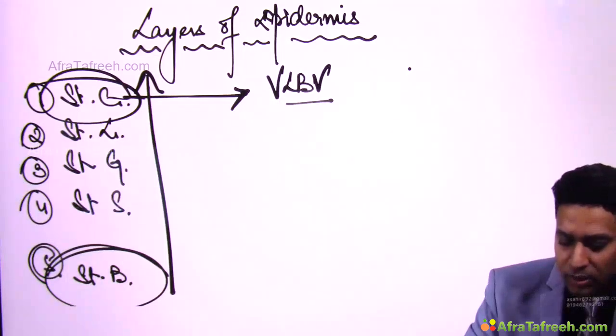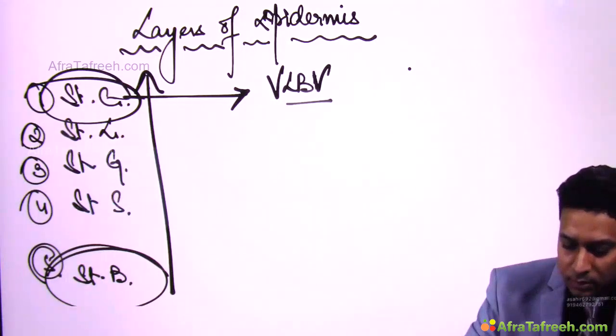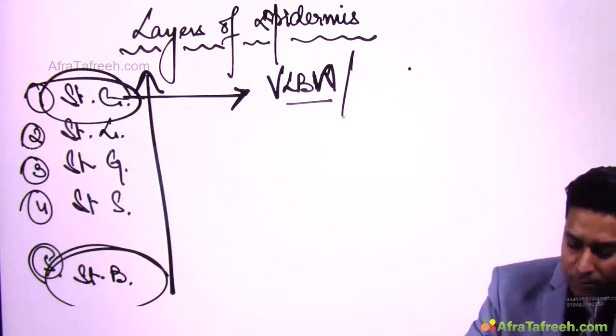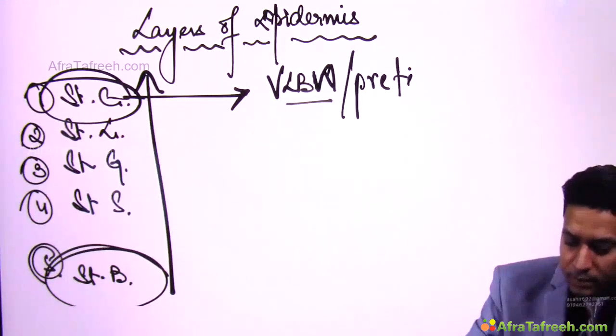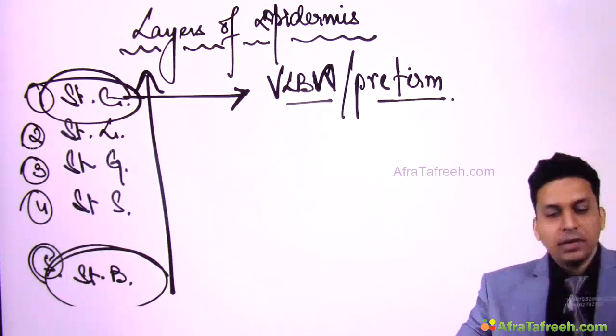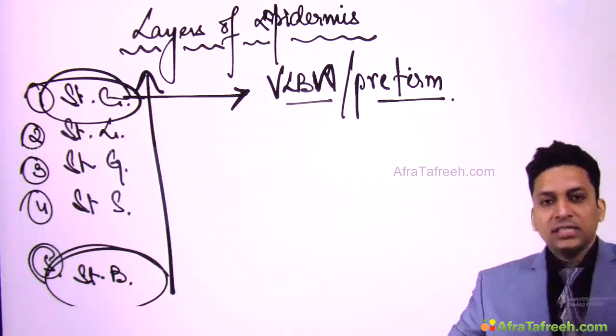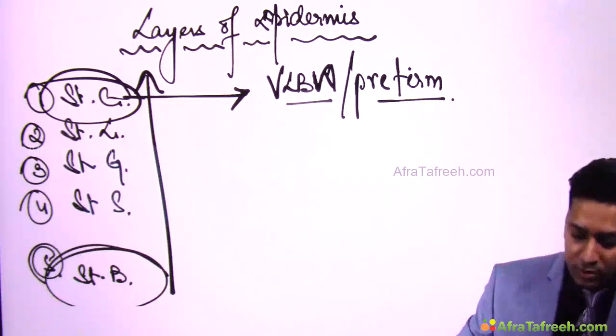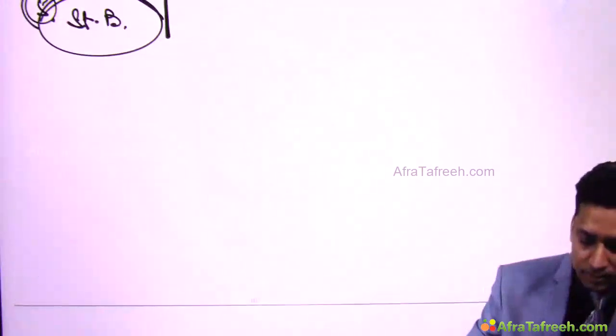So in a very low birth weight baby or preterm baby, this layer is deficient. Okay. So let us discuss the layer which is formed first. So we will begin our discussion with stratum basale.